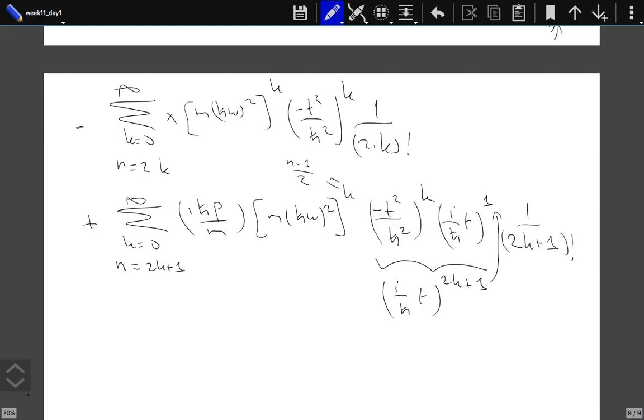Now let me reorganize it a bit. x times the sum from k equals 0 to infinity of 1 over (2k)! times (-1)^k, m ω² t².